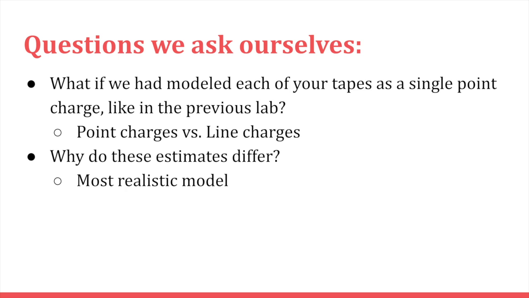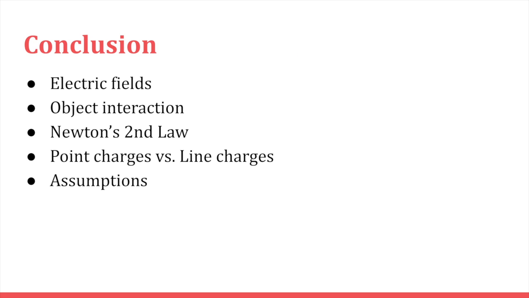So these different models are different because a point charge is one representative charge for an entire piece of tape, whereas a line charge, where we chose 10 in this case, is 10 point charges representing the tape. So it's going to be more space around an electric charge particle or object in which an electric charge would feel a force.